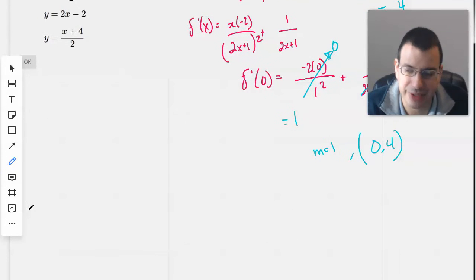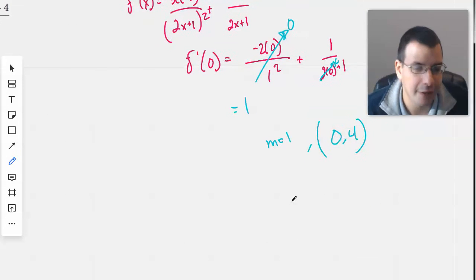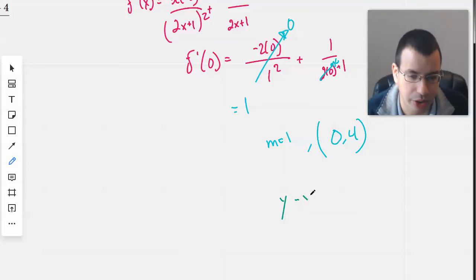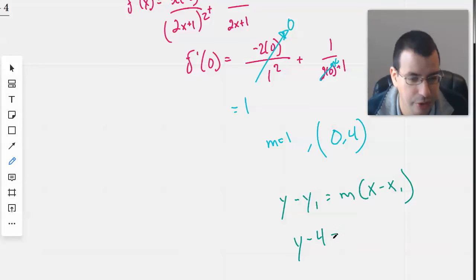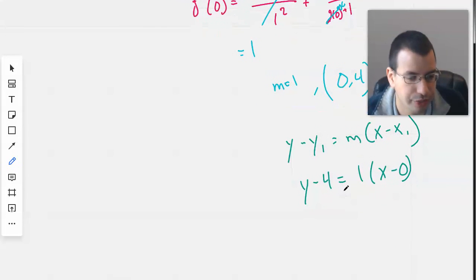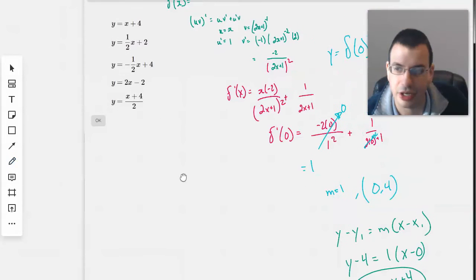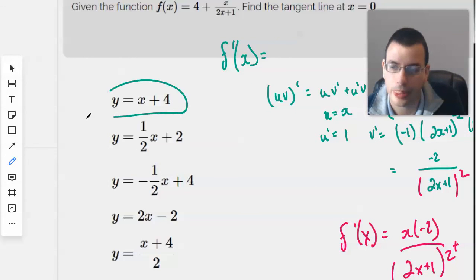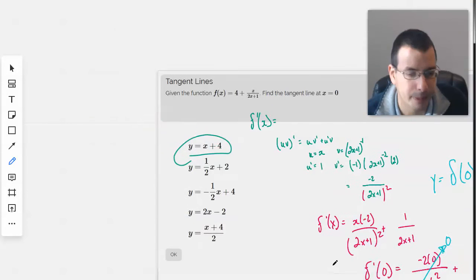So I'll go to green. So the equation for a line is y minus y1 equals m times x minus x1, which would be y minus 4 equals 1 times x minus 0. We have y equals x plus 4 as our tangent line. Haha, it's even a possible answer, which is good. So, right there, y equals x plus 4.